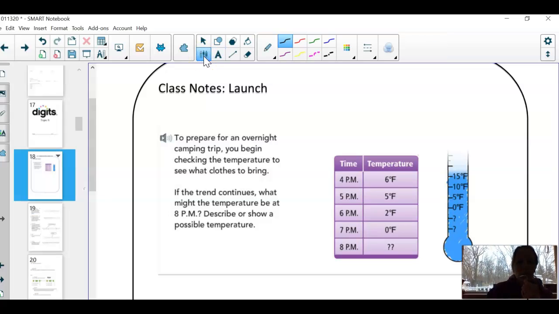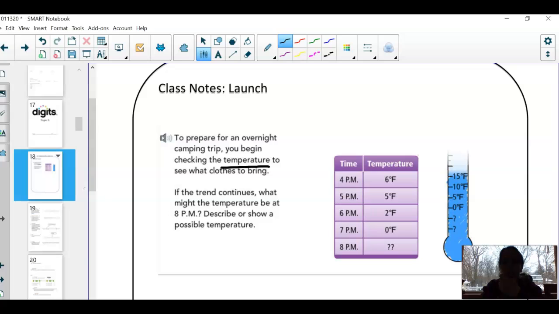It says, to prepare for an overnight camping trip, you begin checking the temperature to see what clothes to bring. Okay, all of this is introductory information. Todos de esto no es muy importante porque este es información extra.